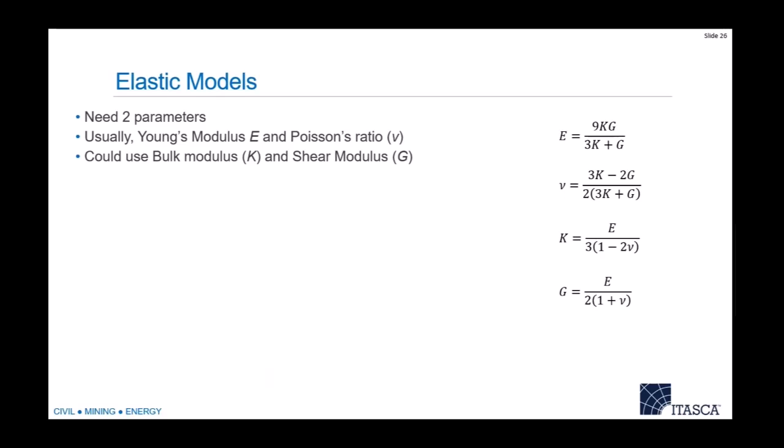But for elastic models, you only need two stiffness parameters, right? If it was one-dimensional, it would just be a spring. You just need one stiffness, right? F equals kx. 2D, you need two parameters. Most of the time in the real world, you have Young's modulus and Poisson's ratio. You'll see a lot of the examples in the manual use bulk modulus and shear modulus, and this is for weird mathematical historical reasons that I don't want to get into. It's certainly possible to convert between them, so I just threw the equations up here on the side. Anyway, you just need two parameters.